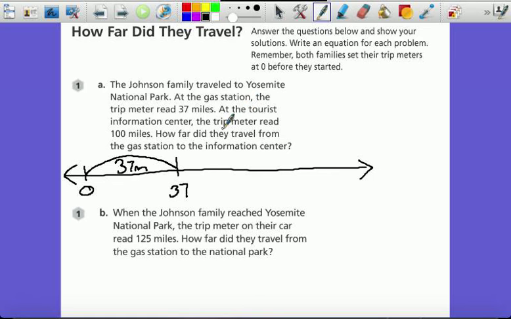At the Tourist Information Center, the trip meter read 100 miles. So from home to the Tourist Center, it read 100 miles, not from here to here, but from 0 to here. How far did they travel from the gas station to the information center? We're trying to find out this piece of information. This is what's missing. We figured out 37 minus 0 is 37, so we need to take 100 minus 37 to get this number.